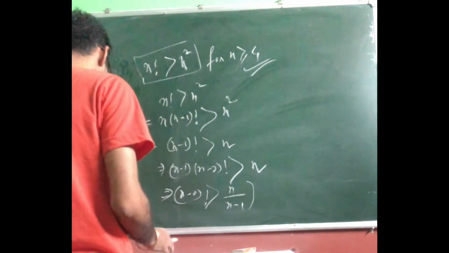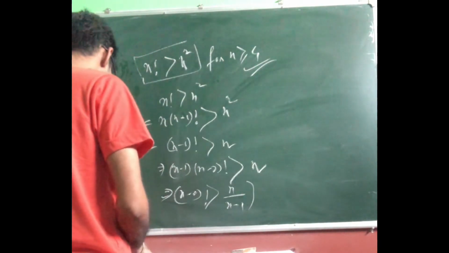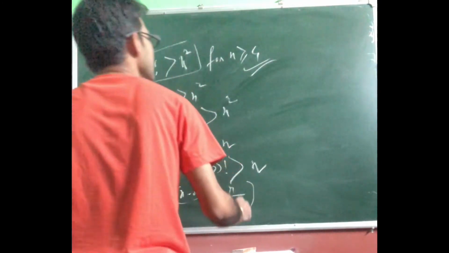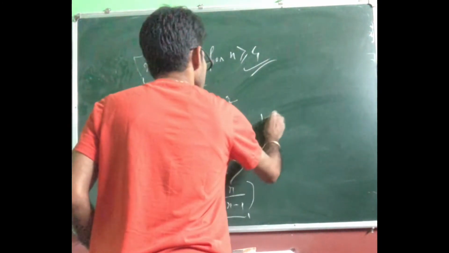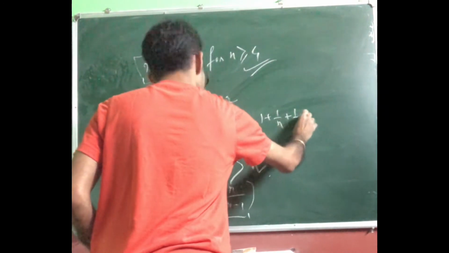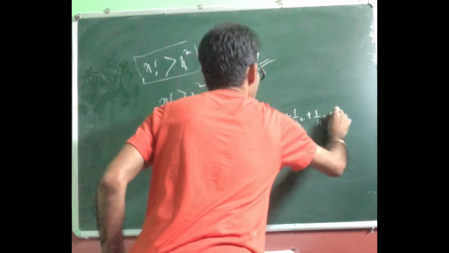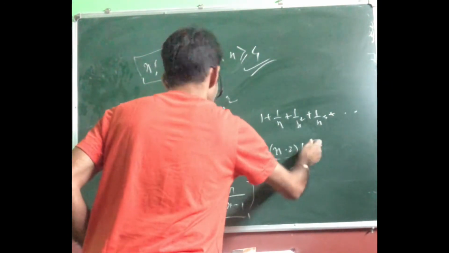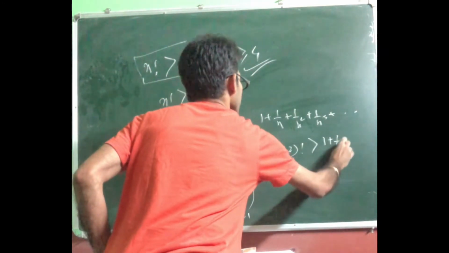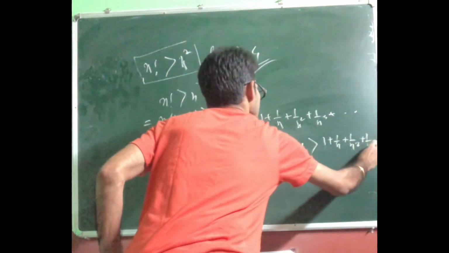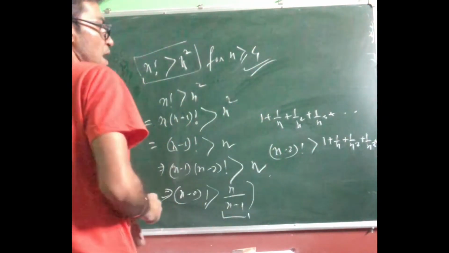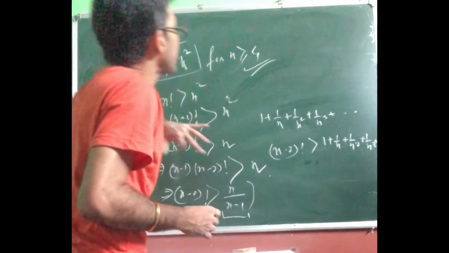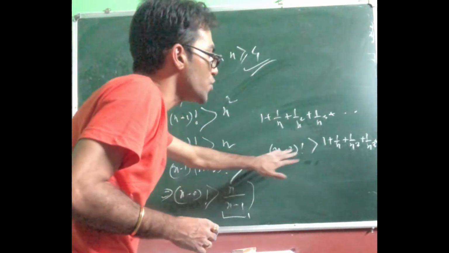So if you divide this, what we end up getting, n divided by n minus 1, turns out to be 1 plus 1 by n plus 1 by n squared plus 1 by n cubed, and so on. So that means what exactly I have is n minus 2 factorial is greater than 1 plus 1 by n plus 1 by n squared plus 1 by n cubed plus dot. And so basically this is the statement, and from here we'll try to see when this equation makes sense, is valid.